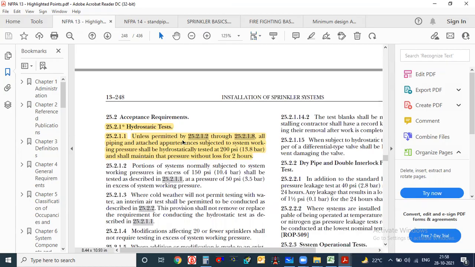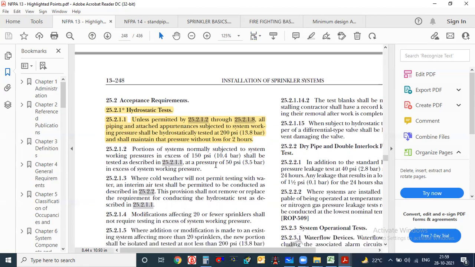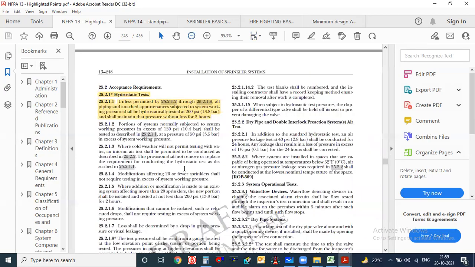Minimum pressure is 7 psi. Maximum working system pressure is 175 psi. And the maximum test pressure is 200 psi or 14 bars, I think. This is something that is given. And here also some points are given. Portions of the system normally subject to pressure in excess of 150 shall be tested as described in this point at a pressure of 50 psi in excess. Okay, some things are given here, but this is the most important point which you can keep in mind.